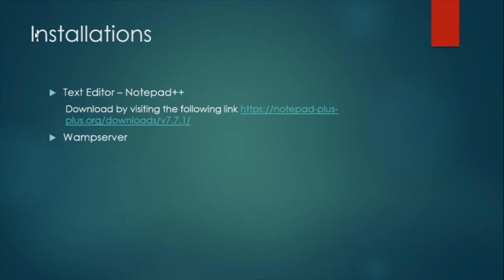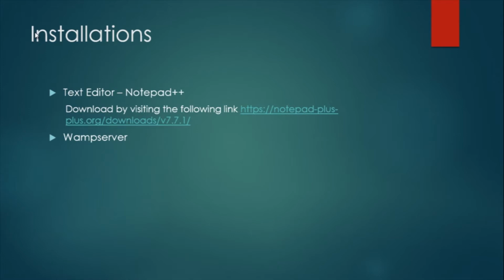So now we have downloaded and installed our text editor. Next, we have to install our server, the local server that we use to host our website. For this tutorial, we use WAMP server. There are other options that you can use, like XAMPP and other servers. But for this sake, we use WAMP server.